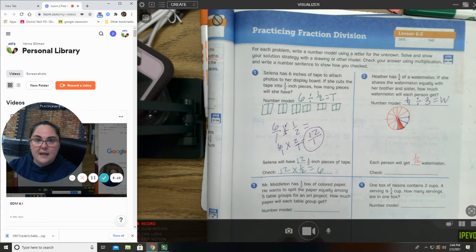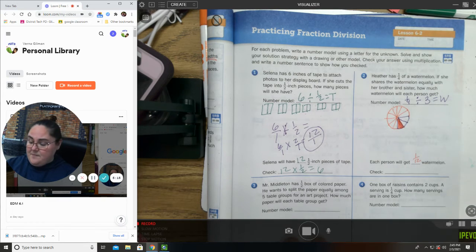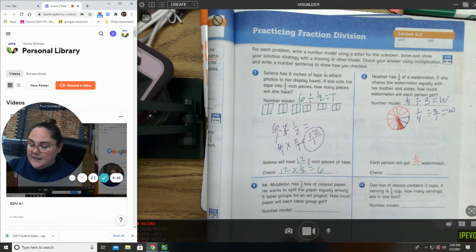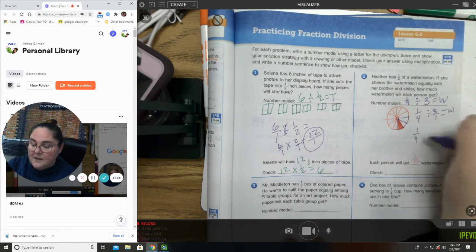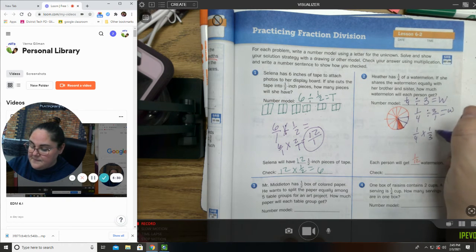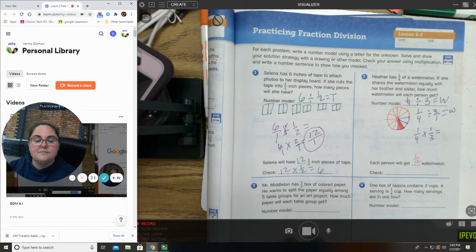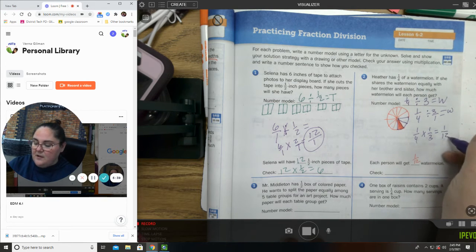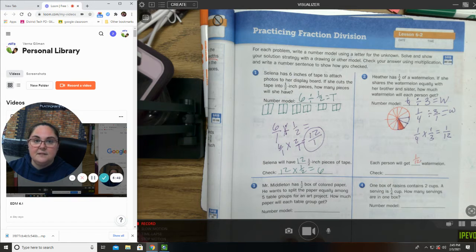Okay? Now, I'm going to show you the math way because to me, that one's easier for this one. 1/4 divided by 3 over 1 equals W. Keep, change, flip. Now I multiply straight across. 1 times 1 is 1. 4 times 3 is 12. Did I get the same answer? Yeah.